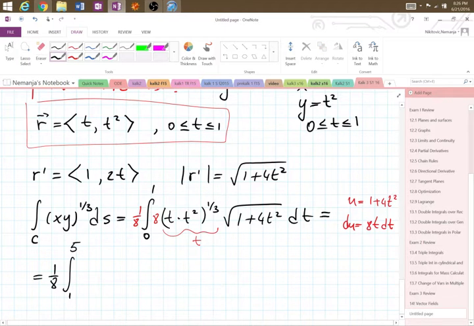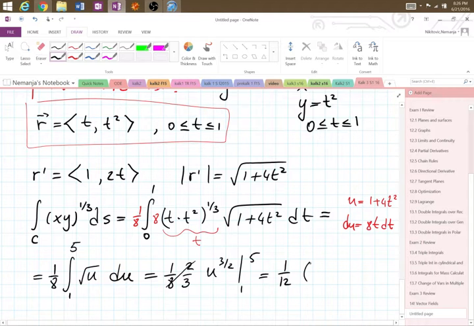What do we have? We have square root of u du. Awesome. So the integral of that's 1/8. Integral of this is going to be 3/2, so 2/3. U to the 3/2 from 1 to 5. These guys cancel to a quarter, so it's 1 over 12. And we have 5 to 3/2 minus 1.